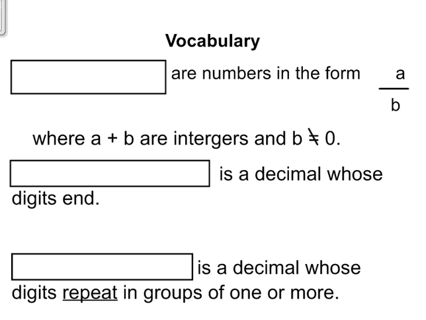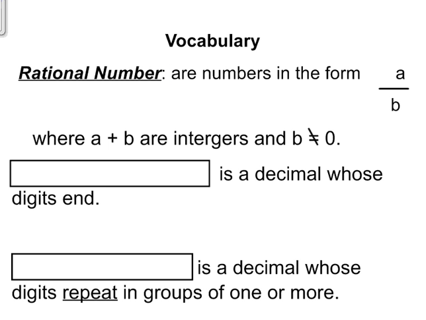However, we've got a few terms that we have to cover first. These are new vocabulary words, and you will be responsible for them on the test. The first term is rational number. Rational numbers are in the form of a divided by b, which is a fraction, where a and b are integers, and b is not equal to 0. We cannot have 0 in the denominator. It's an undefined term, so you can never have 0 in the denominator.